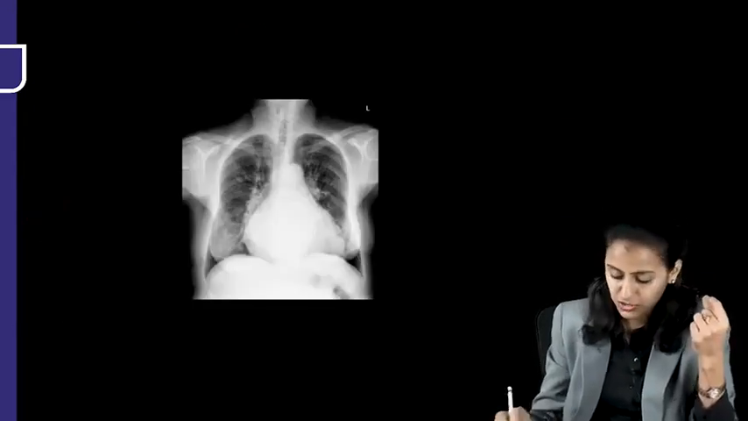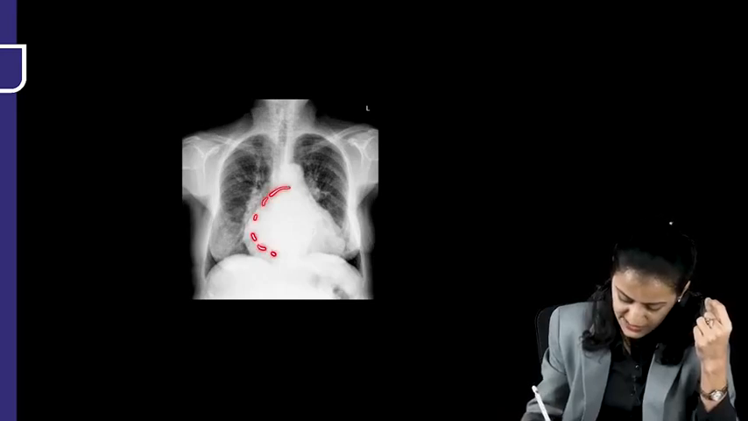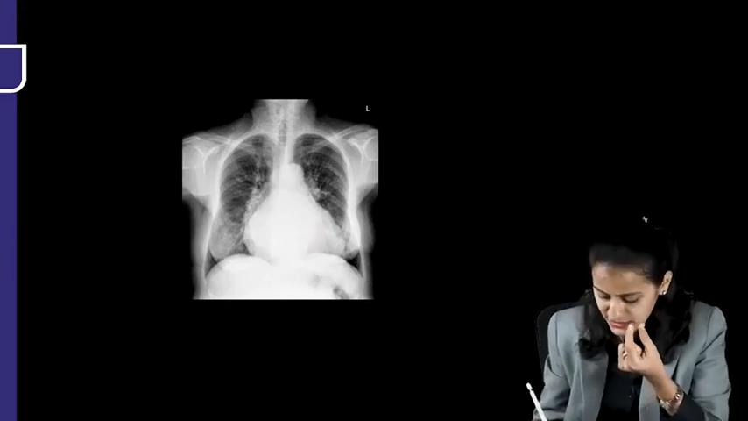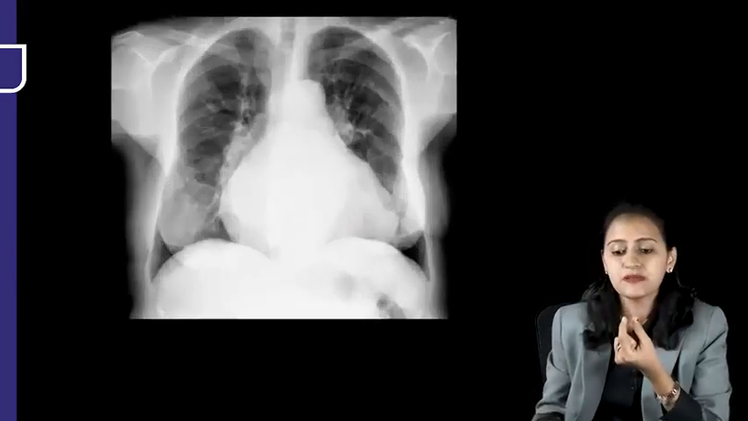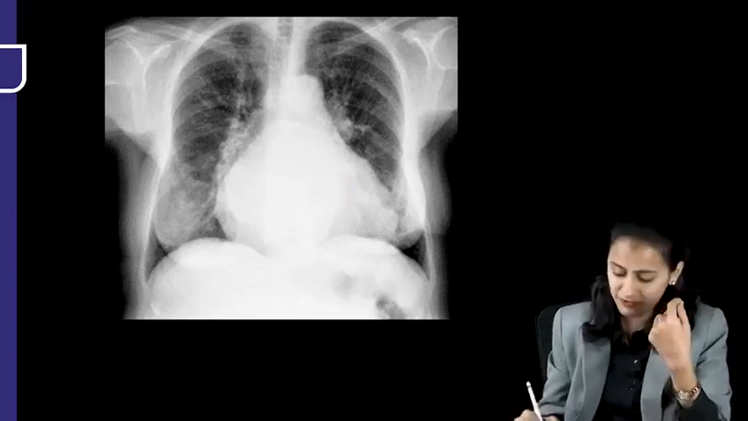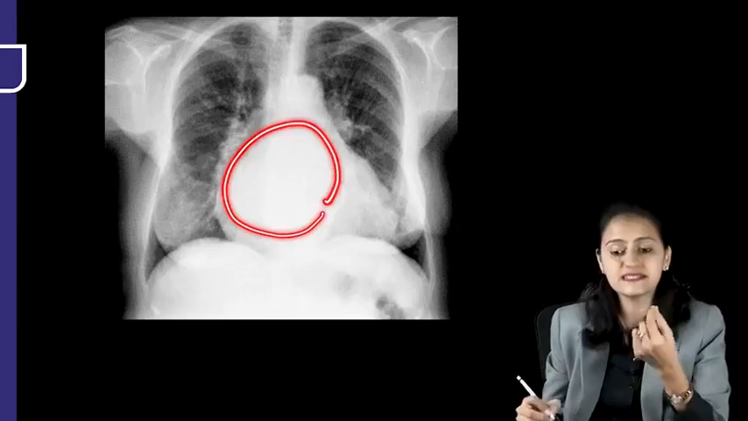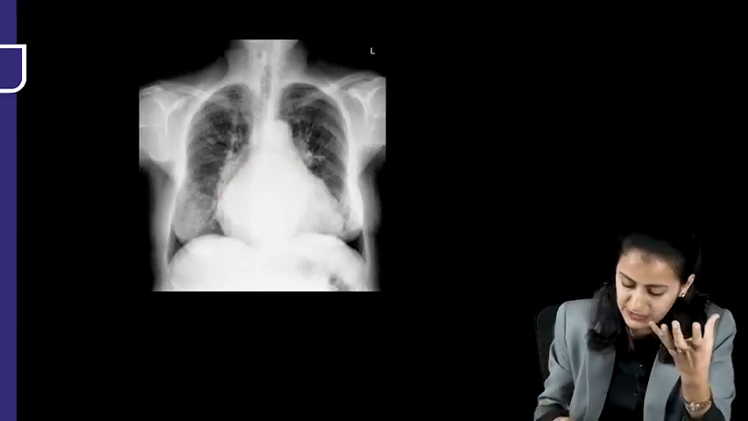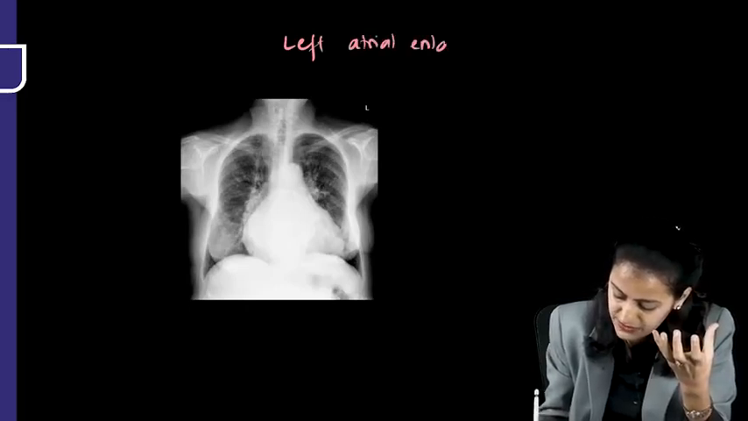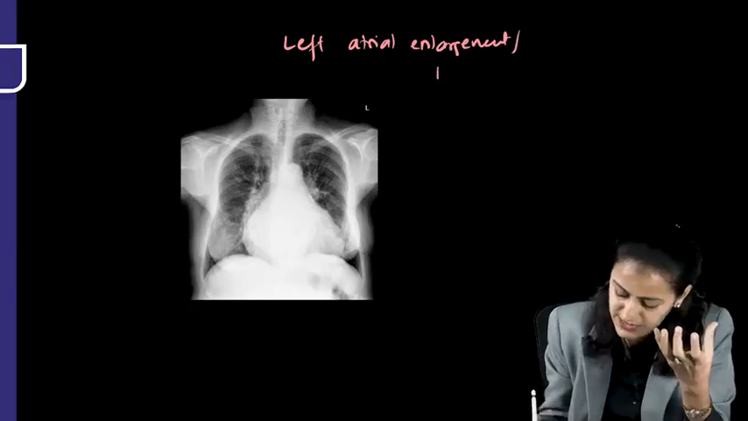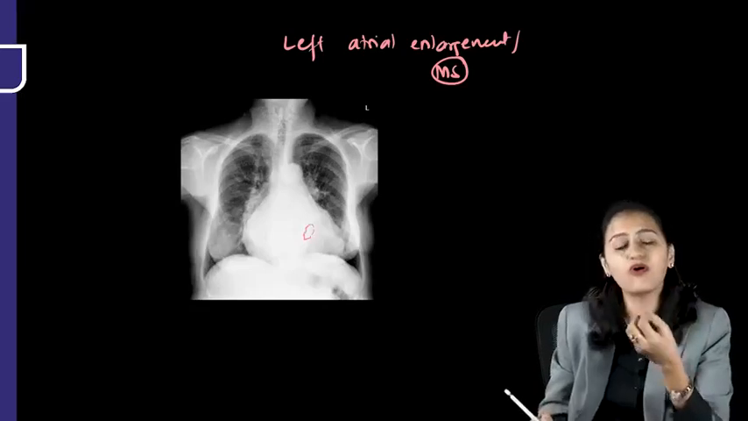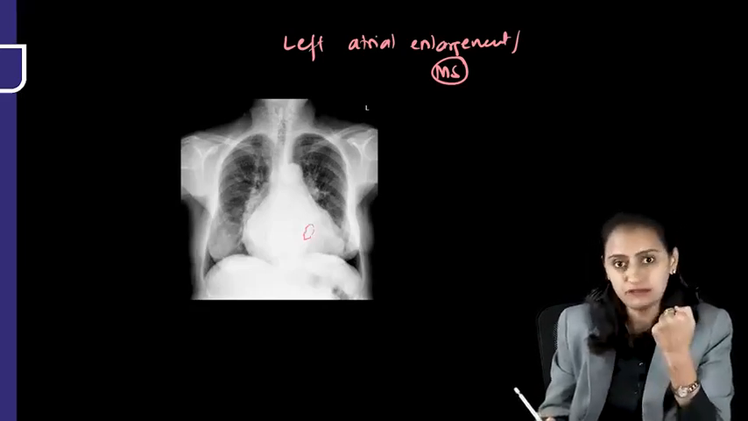Next one, what is this image showing? If you see very carefully, there is some density that we are seeing here. This circular density represents the prosthetic mitral valve. And above that, this density is the enlarged left atrium. So basically, this radiograph is showing left atrial enlargement, which can be seen in a patient of mitral stenosis. Here, the patient has already been operated for the mitral stenosis with the prosthetic valve.